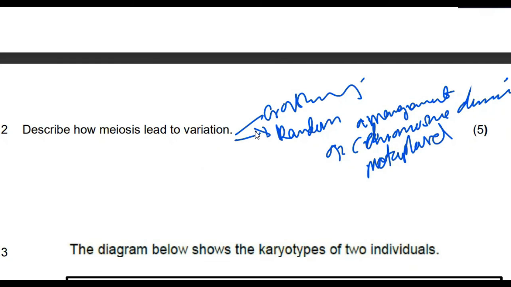You can also say mutation can be part of meiosis. Why? Because if you talk about Down syndrome, it occurs during the process of what? It occurs in the process of meiosis. But these two, they can help you to get those marks you are looking for.